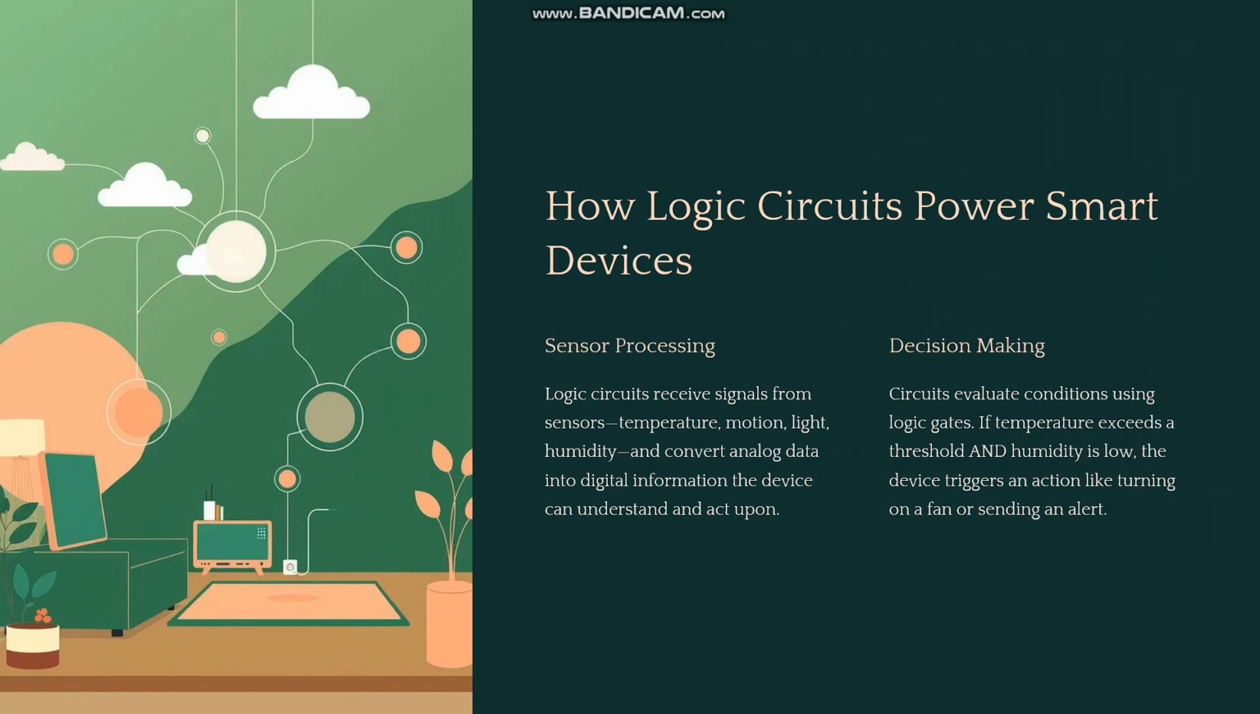The second stage is decision-making. Here, the circuits evaluate conditions using logic gates. For example, if the temperature exceeds a set threshold and the humidity is low, then the device triggers an action like turning on a fan or sending an alert to the user. This is how abstract logic is translated into tangible physical outcomes.